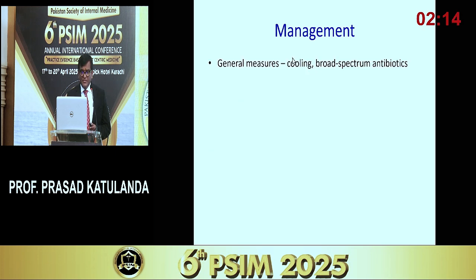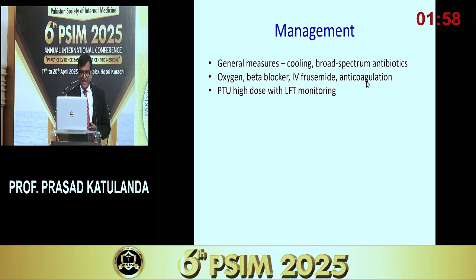So you need a lot of general measures, cooling to reduce temperature, sometimes broad spectrum antibiotics if you are not sure whether there is ongoing infection, oxygen, beta blockers, sometimes IV beta blockers, IV furosemide, anticoagulation if the patient is having AF. PTU is the preferred drug in thyrotoxic crisis because it also inhibits the conversion of T4 to T3 in the circulation.